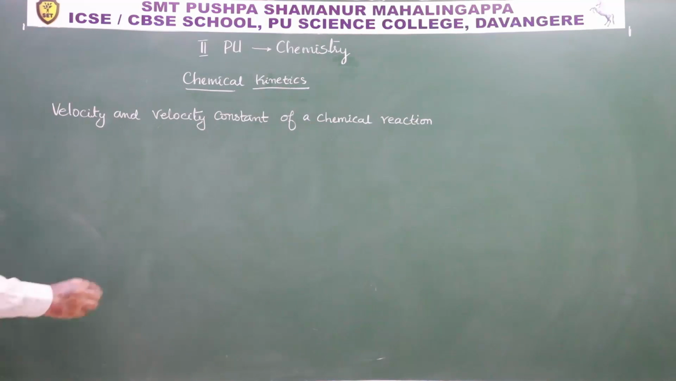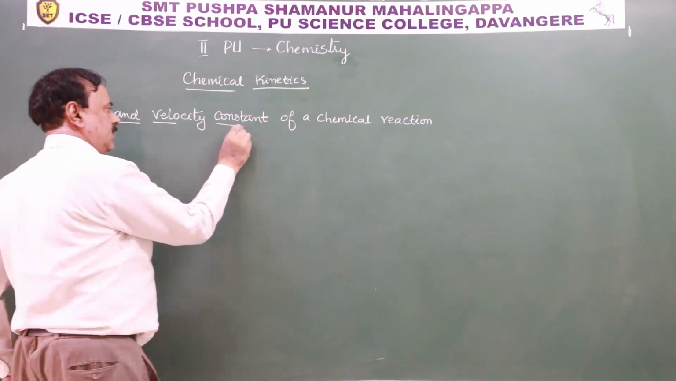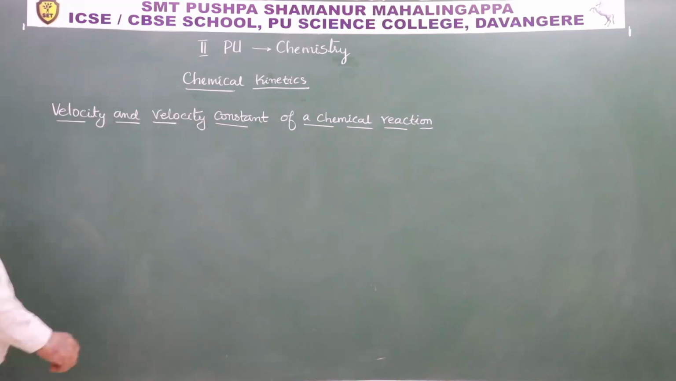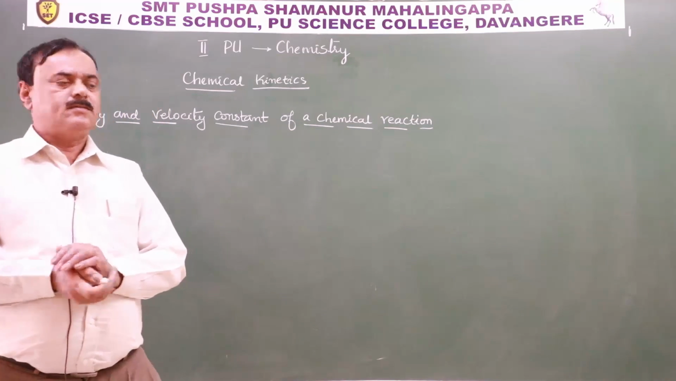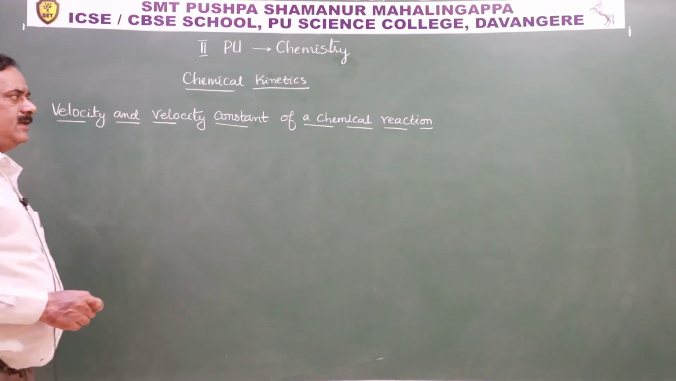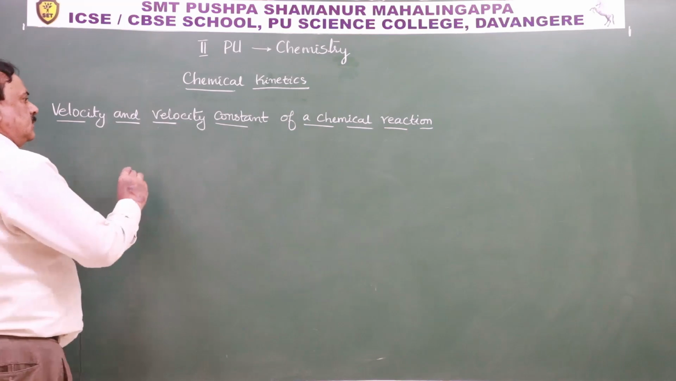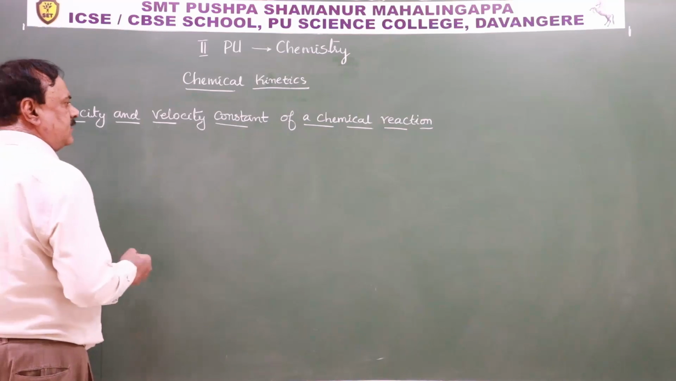In the last class we discussed the velocity of a chemical reaction and the velocity constant of a chemical reaction. What is the velocity constant of a chemical reaction? That is the velocity of a chemical reaction at unit concentration of the reactant. Now, consider so many chemical reactions that we discussed.